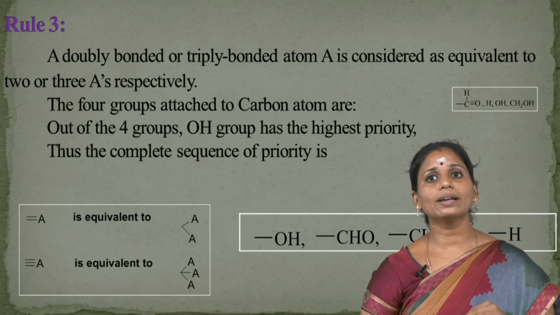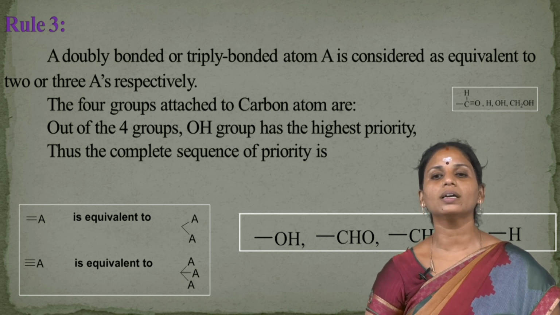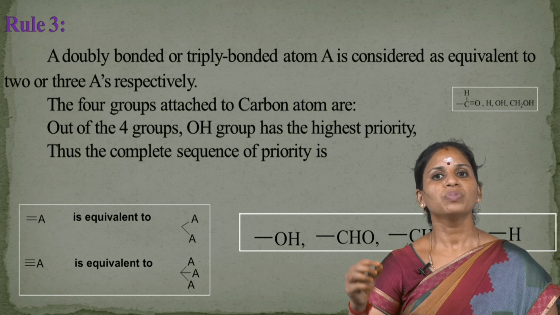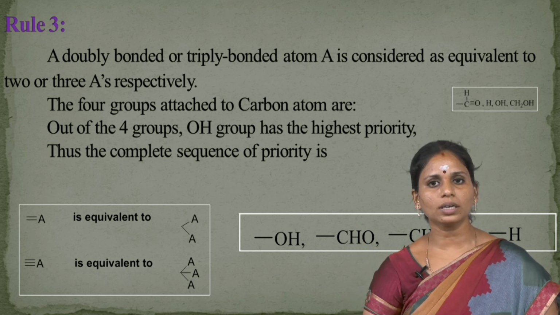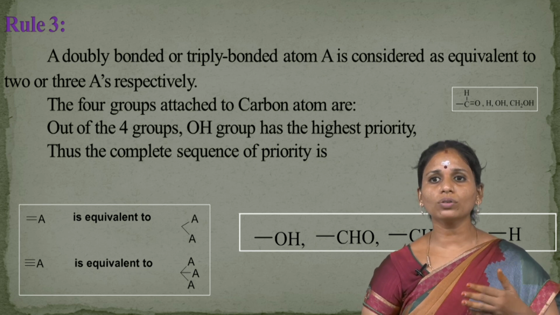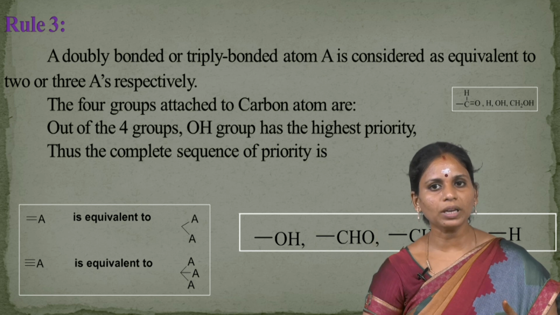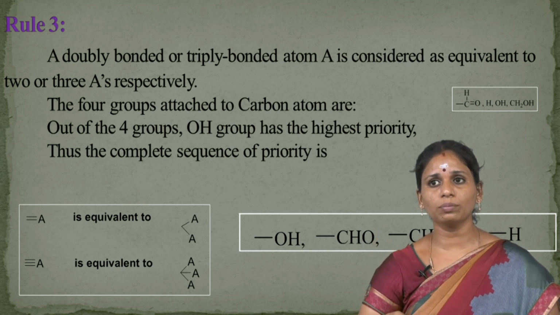Rule 3: if a doubly bonded or triply bonded atom A is there, we have to consider that A is duplicated. If it is a doubly bonded A, we have to consider that 2 equivalent bonds are connected to A. Likewise, if a triply bonded atom is there, we have to consider it as 3 differently bonded atoms.